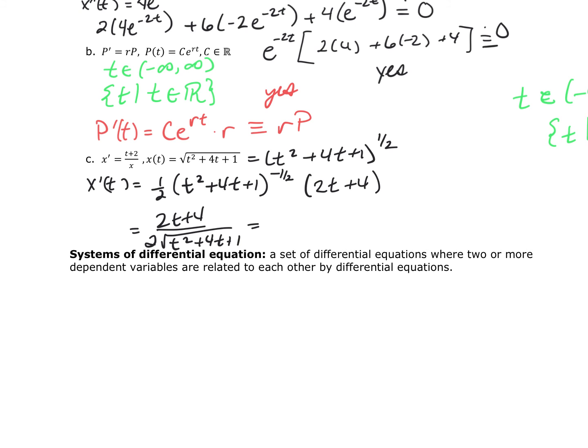2 factors out of the numerator and cancels with the 2 in the denominator, giving me t plus 2 over the square root of t squared plus 4t plus 1, which is equivalent to t plus 2 over x. Are there any questions?